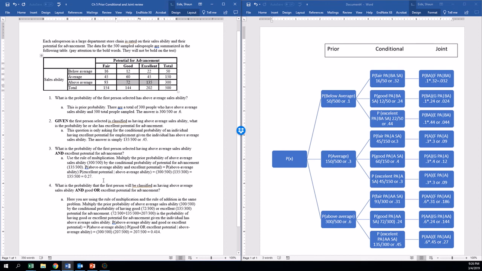Or the way that this is set up, you would be saying, what is the probability of an individual, given that they have above average? You come over here. What is the probability that they are going to have good or excellent? And then you would just add the two of these together. So if I were to say, what is the probability of an individual having above average and having good or excellent potential for advancement, you would just add the two joint probabilities together, which would give you the exact same thing.